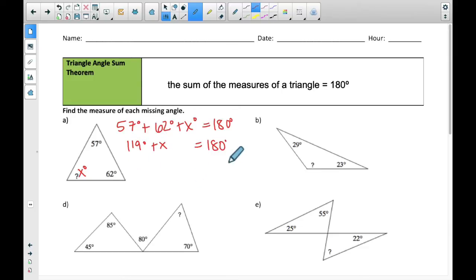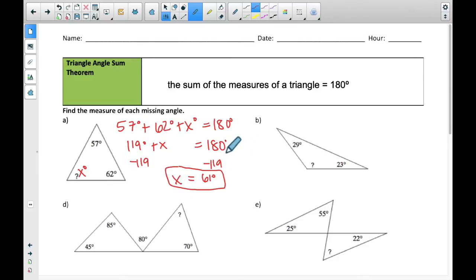So we just add those together, we get 119. Okay, now we have 119 plus X is equal to 180. I need to solve for X. So I'm going to subtract 119. And when I do that, I get 61. So X is 61 degrees. That's how you do it with equations.